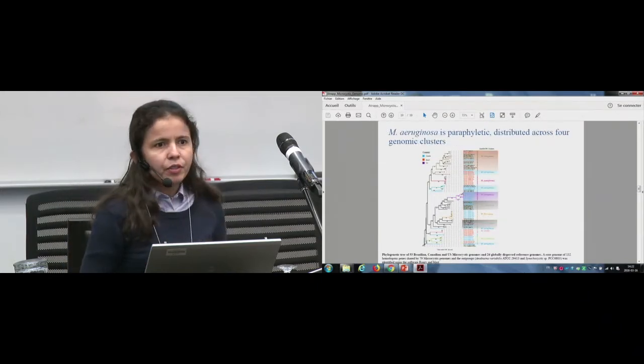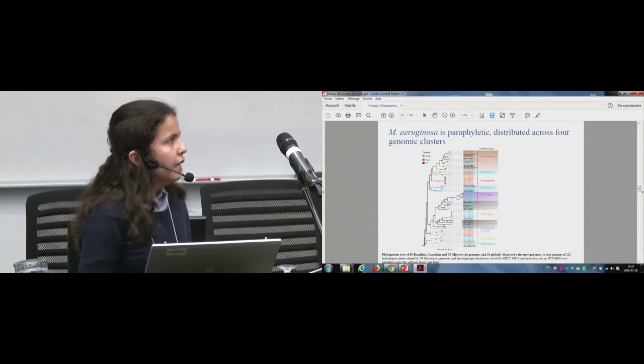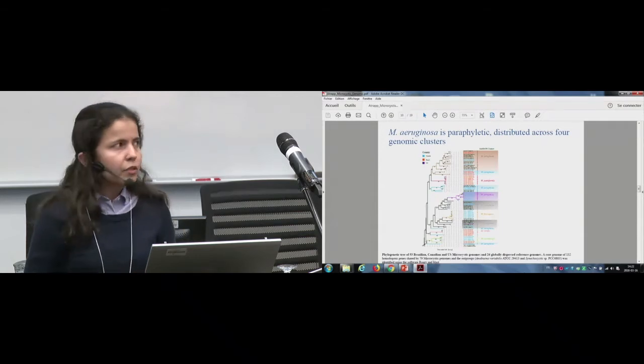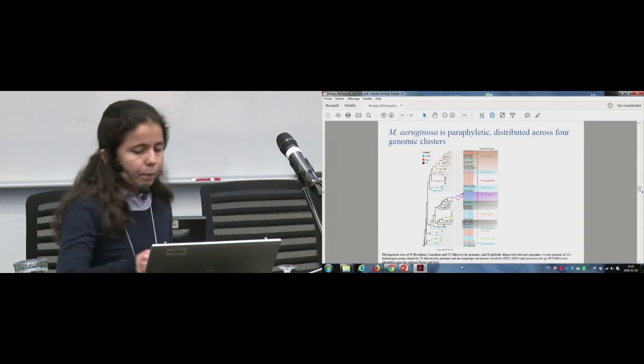What happened with Microcystis aeruginosa, one of the most studied Microcystis? In this case, Microcystis aeruginosa looks paraphyletic. That means that it is present in 4 of the clusters that we found.